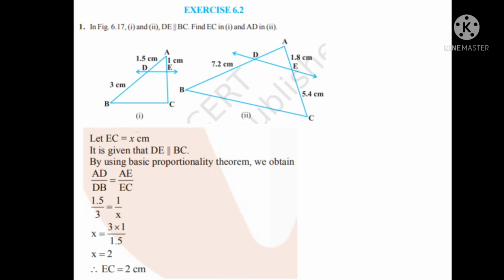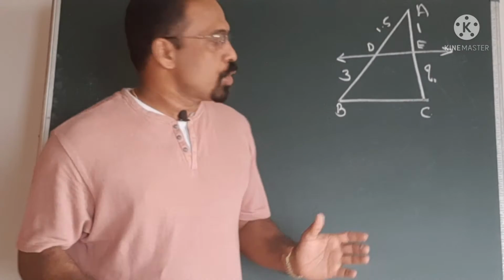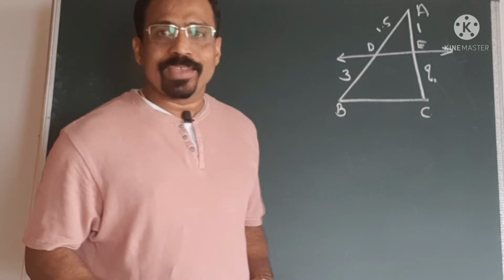So let us start with exercise 6.2. Question number 1. In figure 6.17, 1 and 2, DE is parallel to BC. Find EC in 1 and AD in 2. So in this question, we have to find out the value of EC.